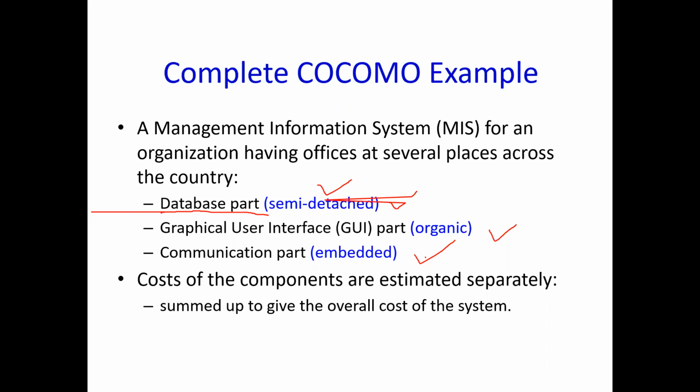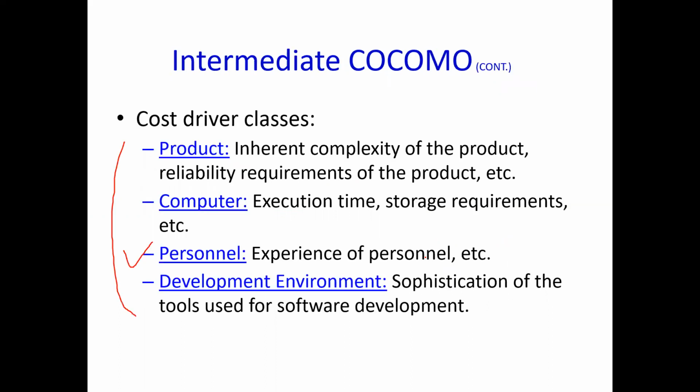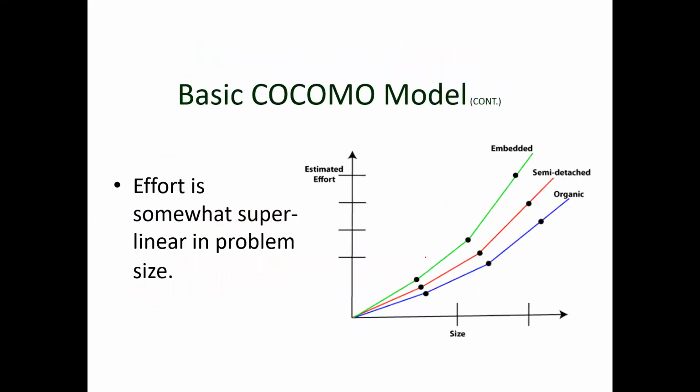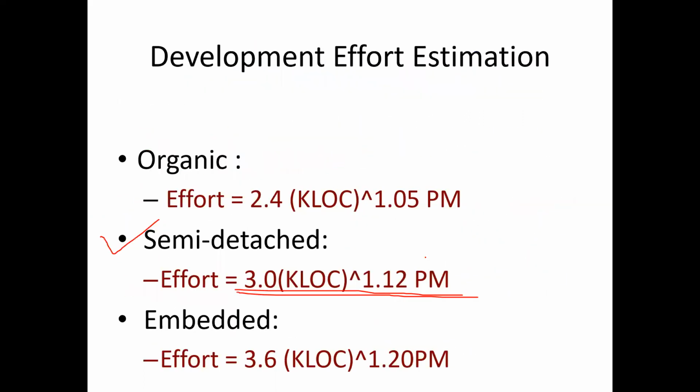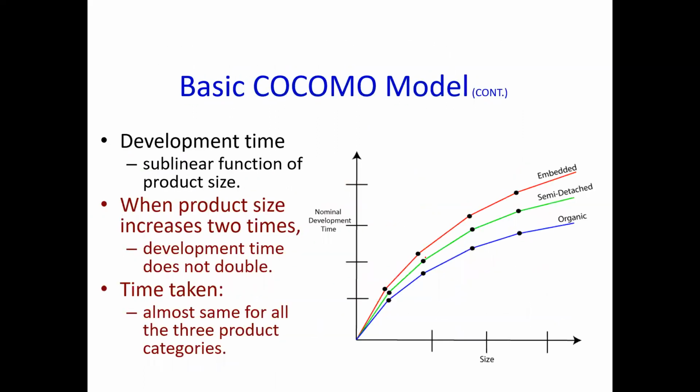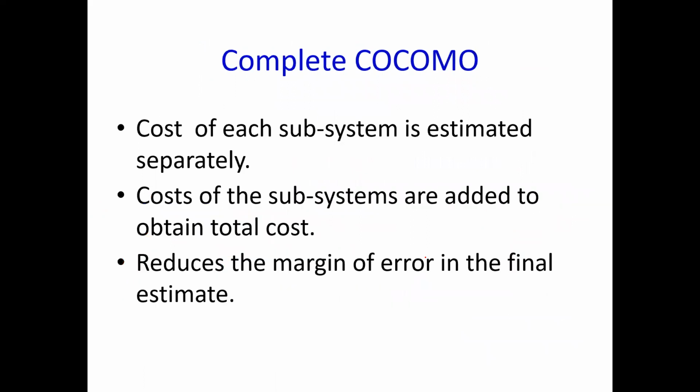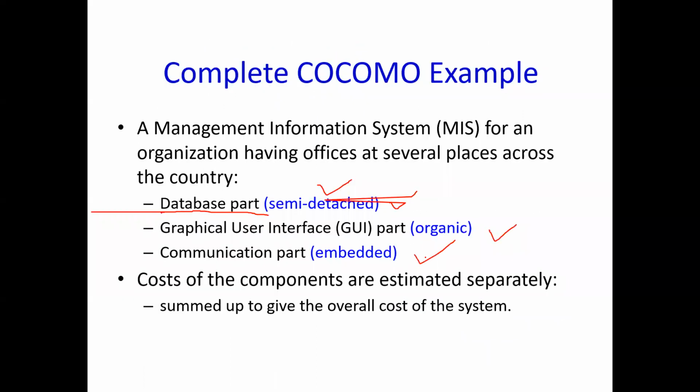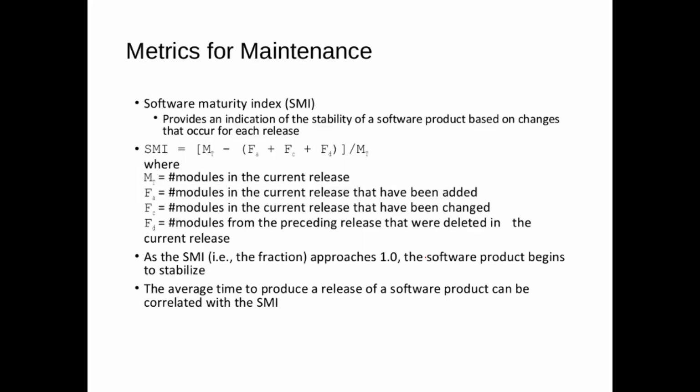Separately, I should calculate each and every part. So complete COCOMO gives the actual cost for that particular software. Understood? Yes, sir. So there are three types of COCOMO, and there are three types of model also: organic, semi-detached, and embedded. Is that okay? These two particular things are very easy. You can go through them. I will not go through them.